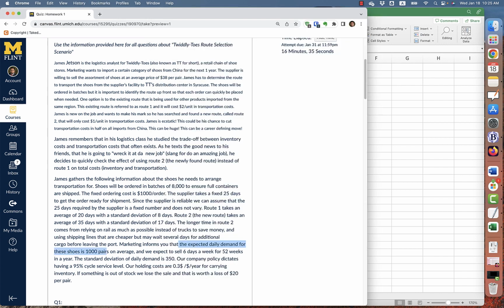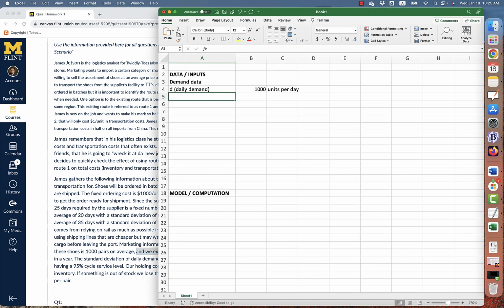Okay, then we expect to sell 6 days a week for 52 weeks in a year. So this is the number of days in a year in which this daily demand occurs, because if the business is closed, we don't really sell 1,000 units, right? On average, we sell 1,000 units on days the business is open. So the number of days this daily demand is applicable to is 6 days per week times 52 weeks. And the asterisk, which is the Shift 8 symbol, is a multiplication symbol in Excel. So 312 days is what this demand is applicable to.